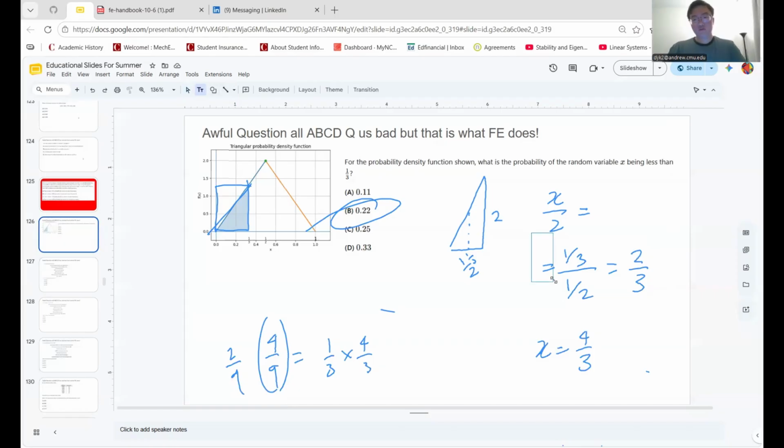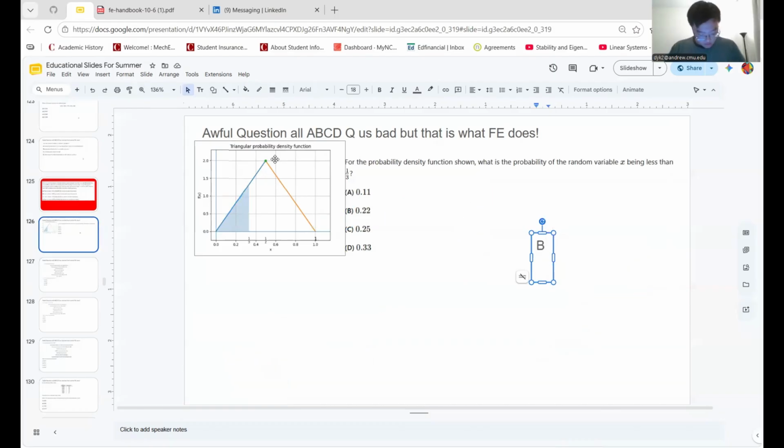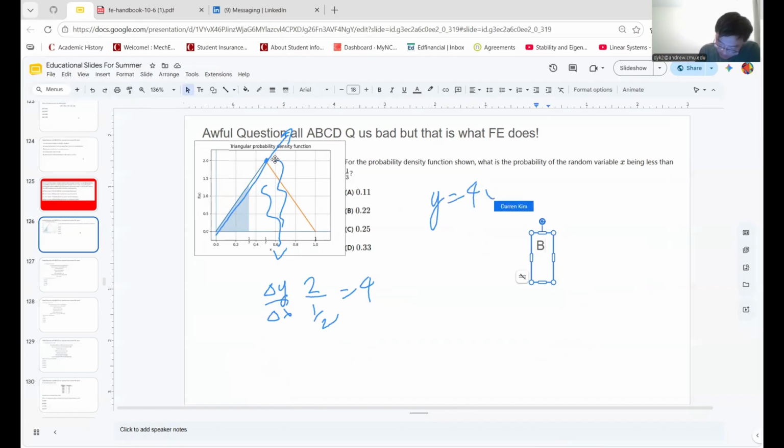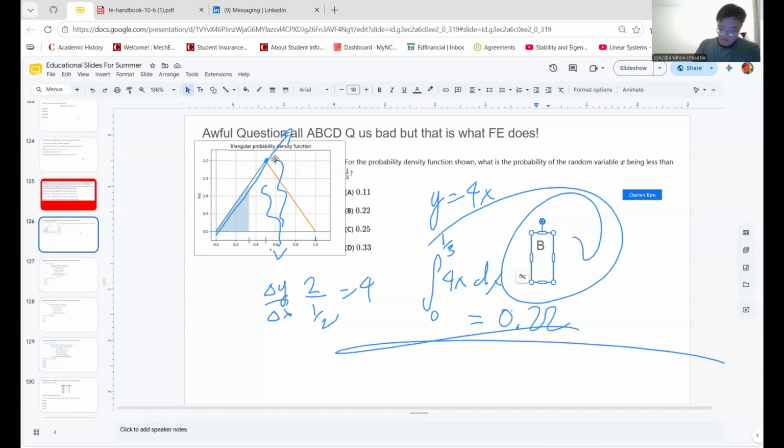Now, here's a little trick. The other way is the calculus method, which is the way I'm going to show you next. Look at this slope over here, and the slope is 2 this way. Delta y over delta x equals 2 divided by half, which equals 4. So it's going to be y equals 4x. We integrate 4x dx from 0 to 1 divided by 3, and we get the same thing, 0.22. So B is correct.